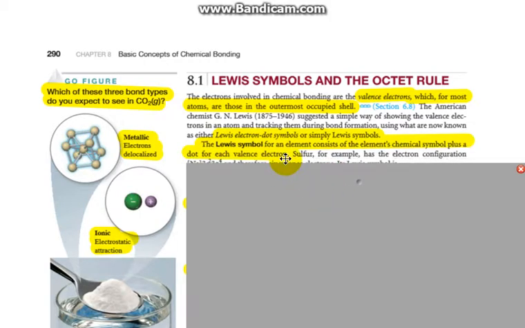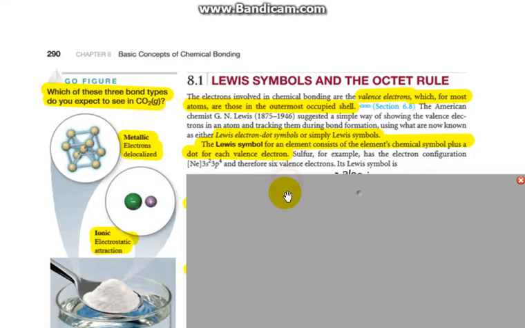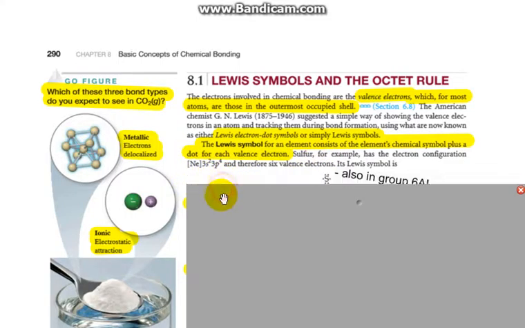The Lewis symbol for an element consists of the element's chemical symbol plus a dot for each valence or outer electron it has. Sulfur, for example, has the electron configuration [Ne]3s²3p⁴. Now, you may or may not have taken electron configurations. We're not going to dwell on it in this section. There are other ways we can take a look at valence electrons by looking at the periodic table, but they allude to electron configurations here. So just bear in mind that's what happens.